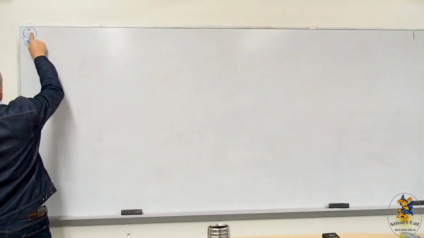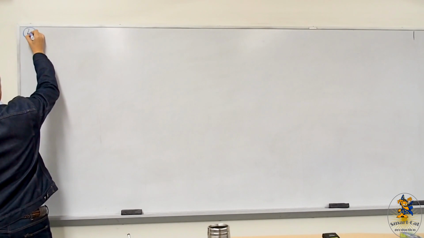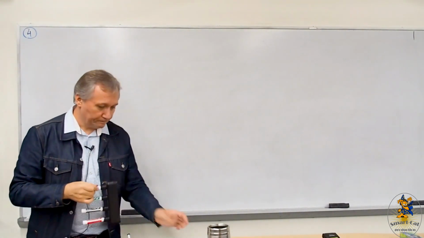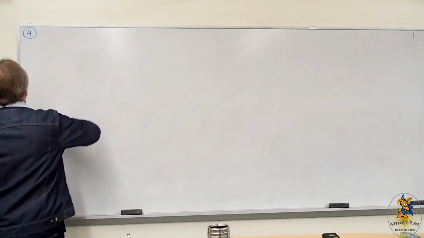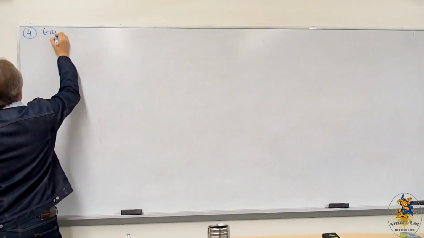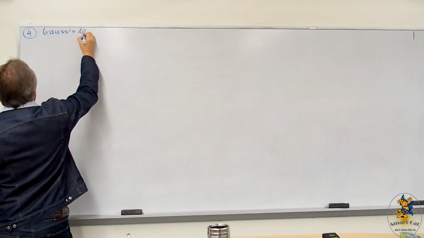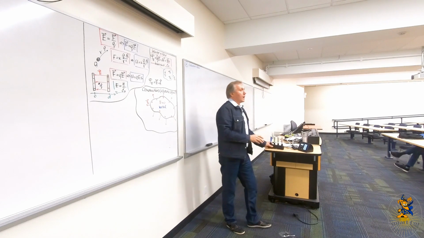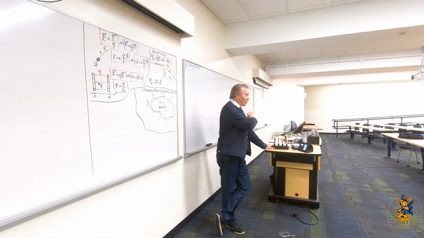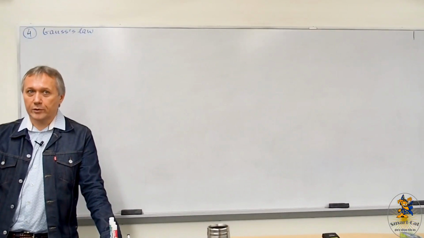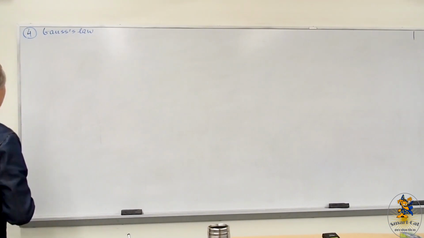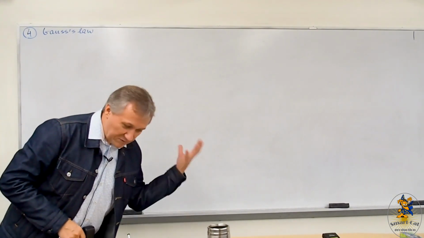So number 4. Gauss's law. So now it's Gauss's law. I promised from the very beginning that there will definitely be a problem about Gauss's law. It's either spherical symmetry or cylindrical symmetry. We only discussed those two types of symmetry. All right, so here I prepared spherical.